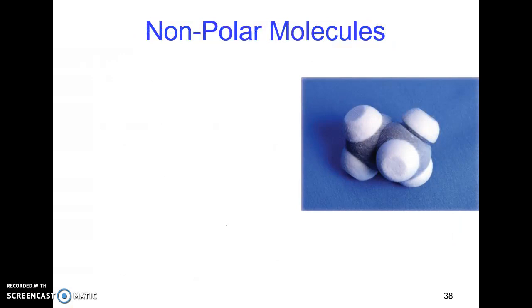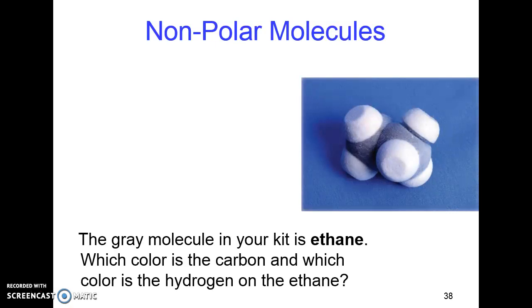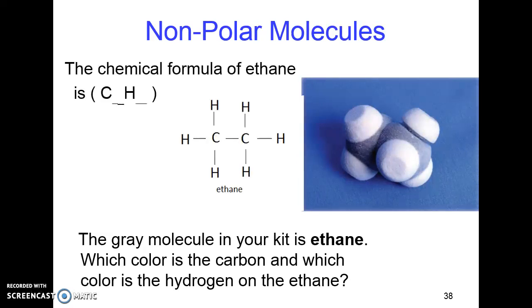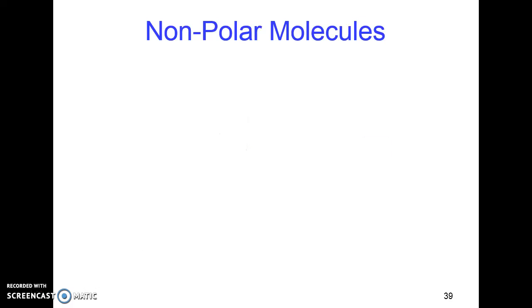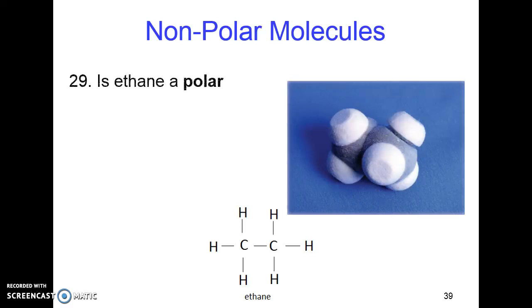Okay, we're going to get out our nonpolar molecule, and you'll see it's gray. It's ethane. So get it out of your little cup there. And you can see ethane. Here's our chemical formula. We've got 2 carbon and 6 hydrogen. So the gray represents the carbon and the white are the hydrogen. Okay, and we're going to figure out, do water and ethane dissolve in each other? So let's take our ethane.